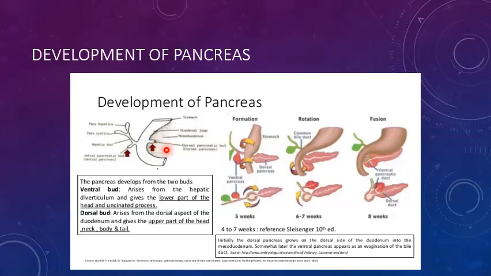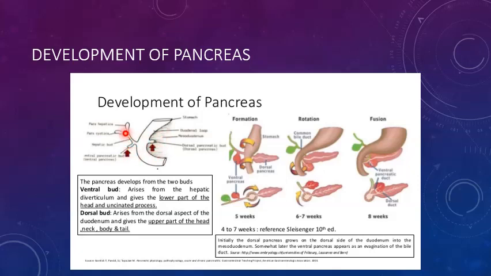And this portion, dorsal portion. And the whole of the neck, body and tail of the pancreas are derived, and the upper part of the head are developed from this dorsal bud. So the dorsal pancreatic bud is going to give rise to upper part of the head, then entire neck, body and tail, everything is derived from this dorsal pancreatic bud.